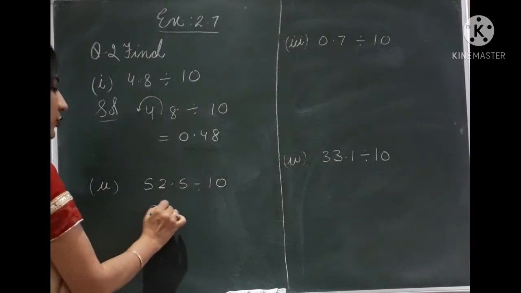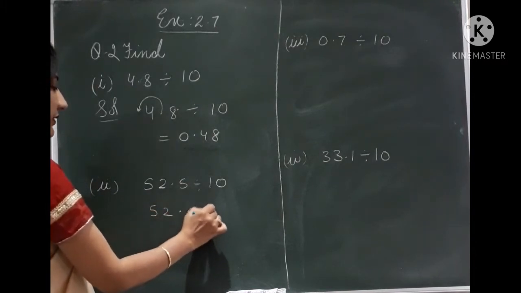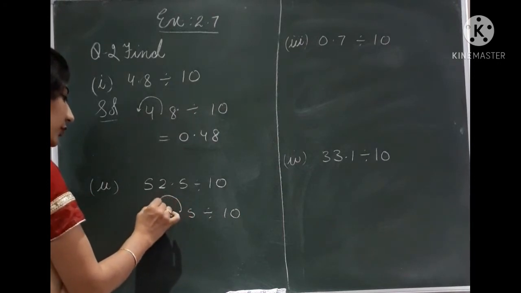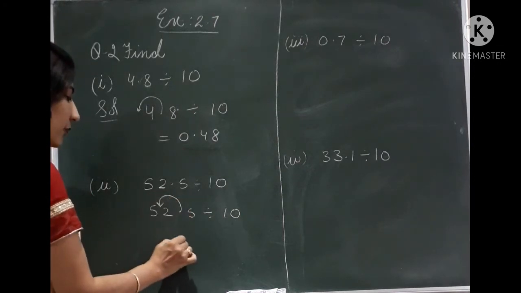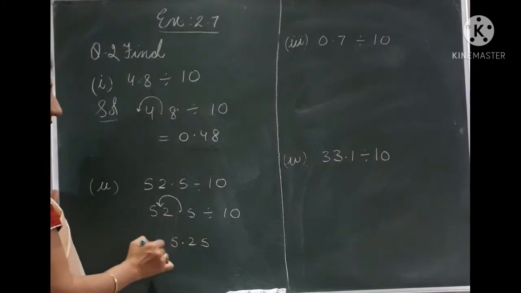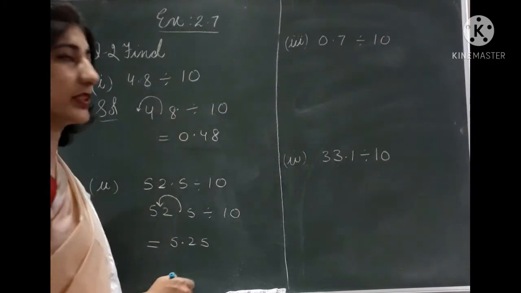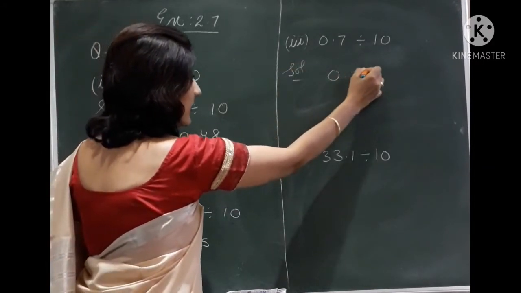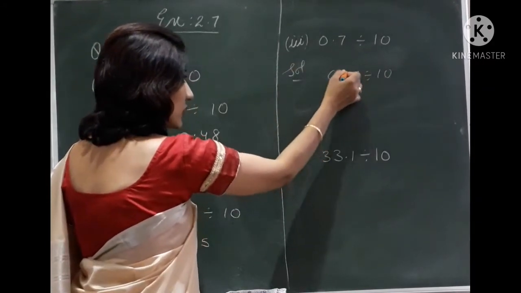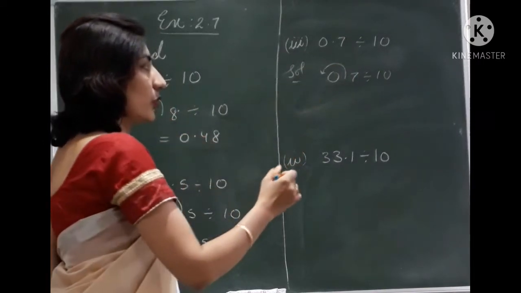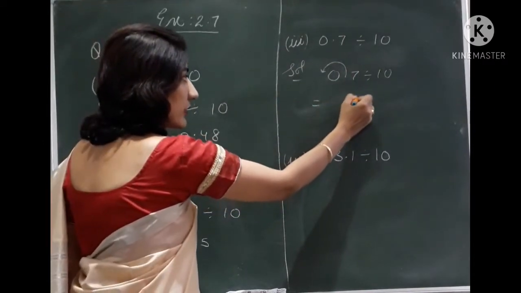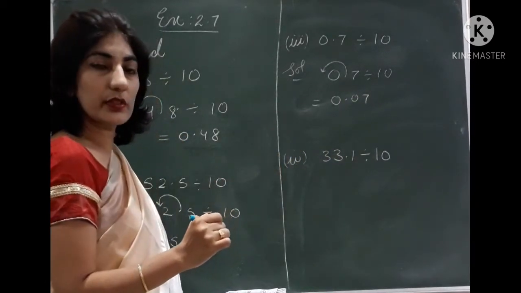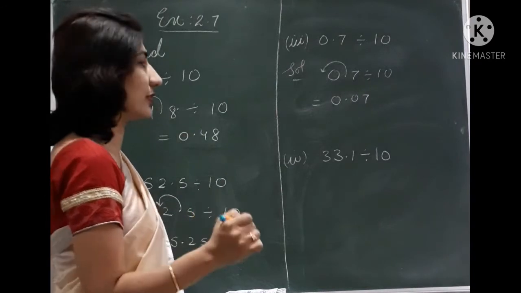Second part is 52.5 divided by 10. Again dividing by 10, so the decimal will shift 1 place to the left, so it will come here. So it will be 5.25. Third part is 0.7 divided by 10. Where will the decimal shift? The decimal will shift 1 place to the left, so it will come here. So it will be equal to 0.07. Nothing is in the whole number part, so I am putting 0 here. So you will see the answer is 0.07.